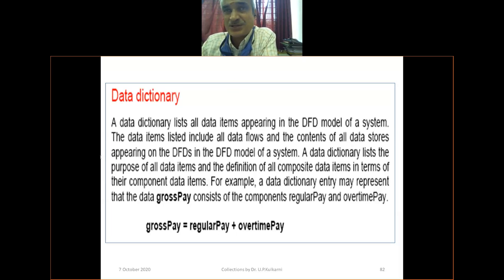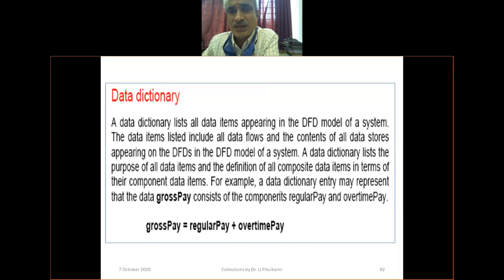Sometimes you use expressions, sometimes you use an explanatory note to describe what exactly that is. For example, gross pay here. A gross pay equals regular pay plus overtime pay. Put together we call it gross pay, so that you can understand what exactly you mean by gross pay. These are all terminologies used in that particular story. This is a very important thing, so we'll see that later.